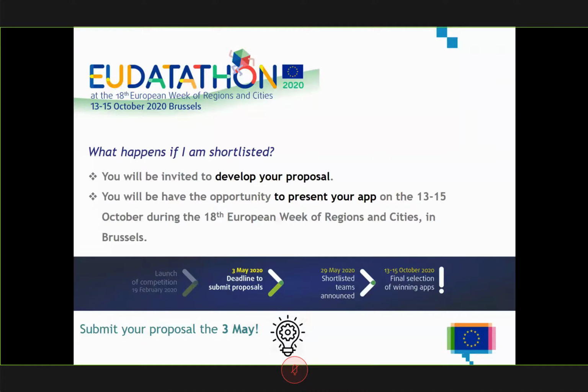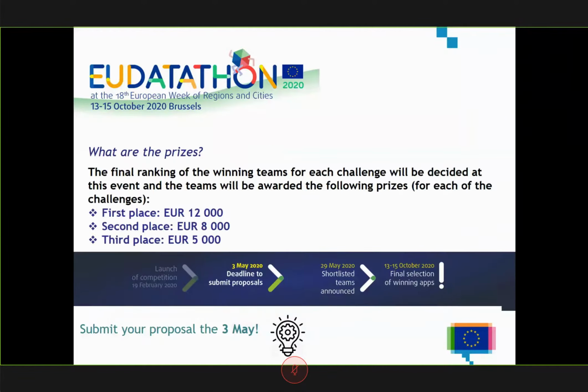So then what are the prizes? The final ranking of the winning teams for each challenge will be decided at this event. And they will be awarded with the following prizes. So 3 places per challenge. The first place will get 12,000 euros, the second place 8,000 euros, and the third place 5,000 euros. So it's very important that to follow all this process and to participate in this competition, you submit your proposal before the 3rd of May.